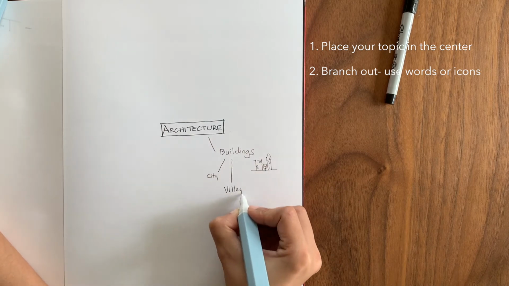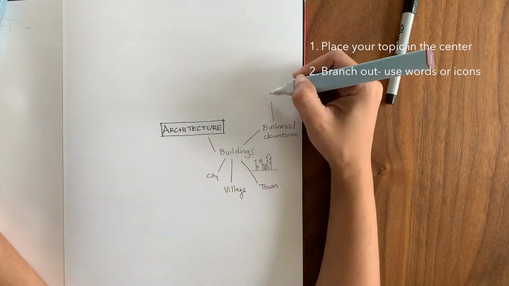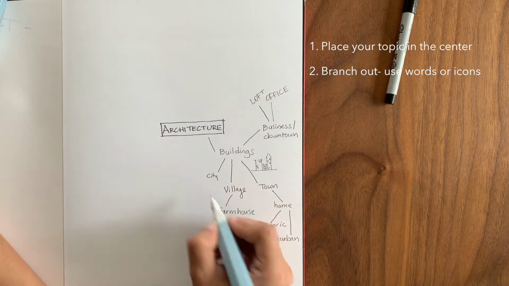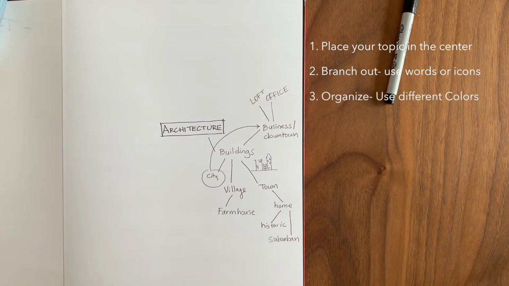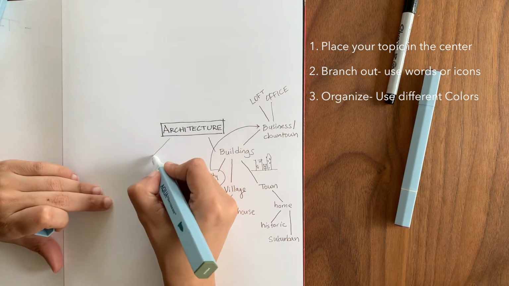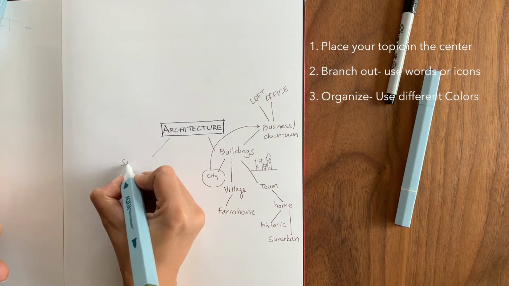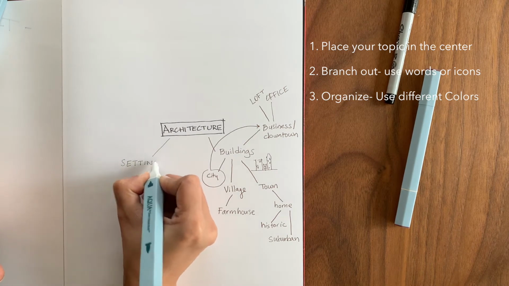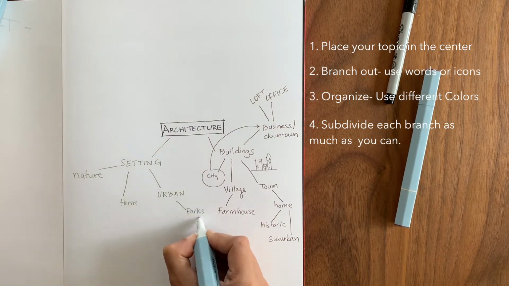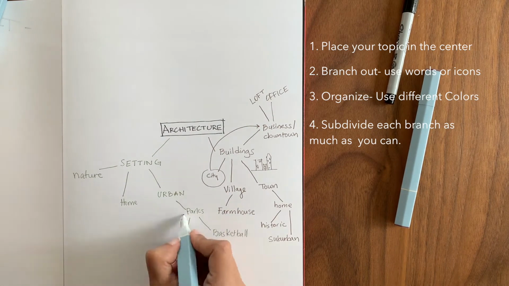You want to then branch out with your ideas. So you can use short words or icons and just keep going and subdividing and then organizing. I like to use different colors. You can use different sorts of pens. You can use different line types and line weights to organize everything so you can clearly see what ideas belong in which group.